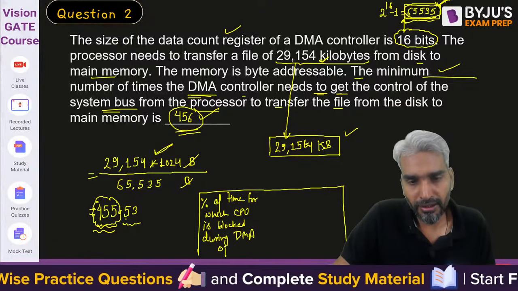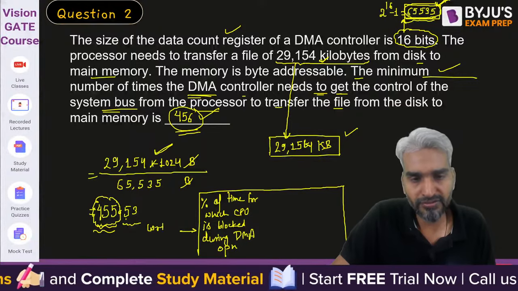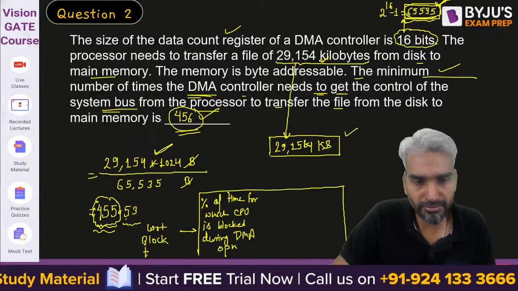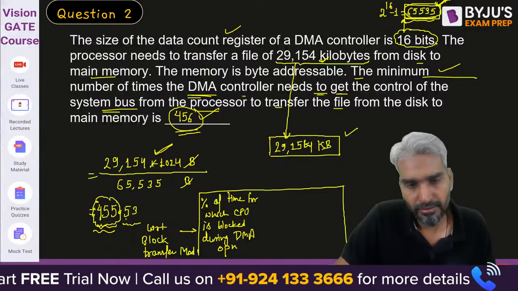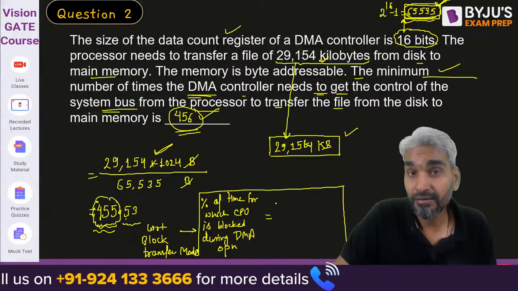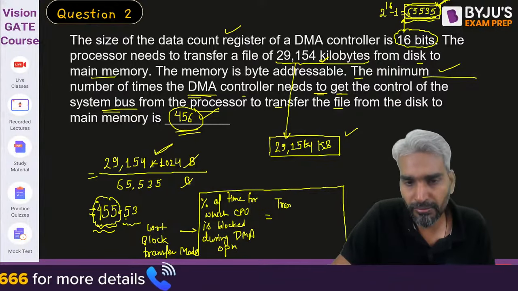During DMA operation, this is with respect to block transfer mode. This is not relevant with respect to this particular question, but please remember this. The percentage of time for which CPU will be blocked will be given by: when the transfer is being performed, then obviously CPU will be blocked.